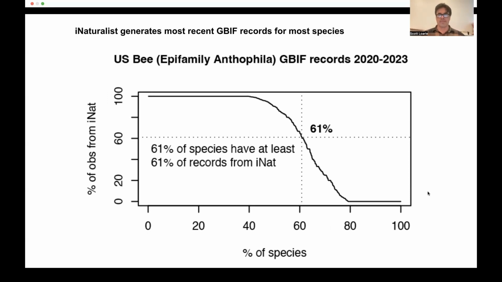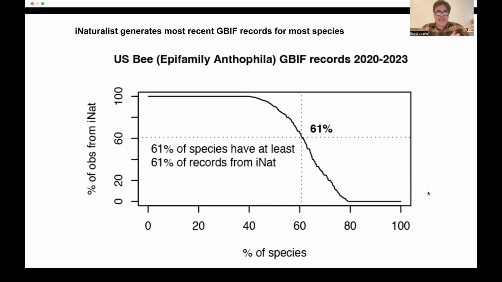But this point at 61%, I think, is interesting. What that's saying is 61% of species have at least 61% of their records from iNaturalist. That point where those two statistics equal themselves, I was inspired by the H index. So an academic will say, my H index is X, which means I have at least X publications with at least X citations. It's just a nice way of capturing the two qualities we want. We don't just want one observation from all these species, and we don't just want all of our observations from one species. We want lots of observations from lots of species.